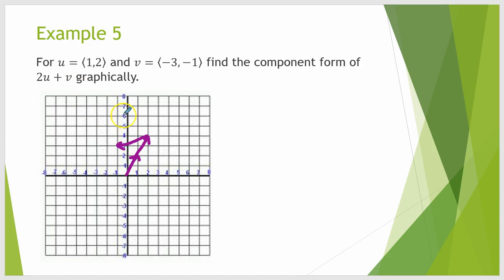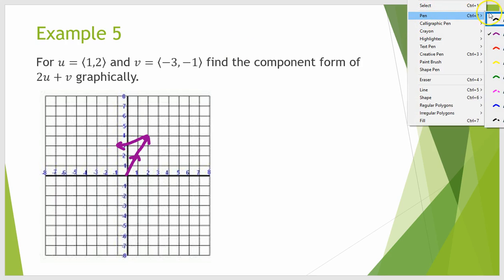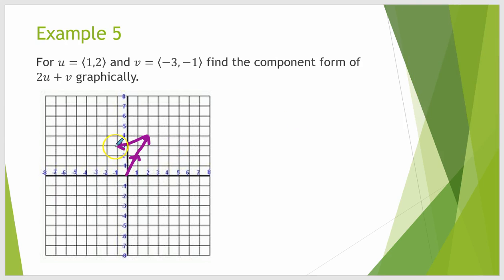And then if I had had 2 times v, then I would do that again. I would go left 3 more and down 1 more. Since this is the end of all of the vector operations, this is my final endpoint. So you might even want to use a different color for this, just so that it's easy to tell what your final answer is. Going from here back to the origin, and making sure to indicate with the arrow the direction that we're going in, this vector is the one that represents the answer for 2u plus v.